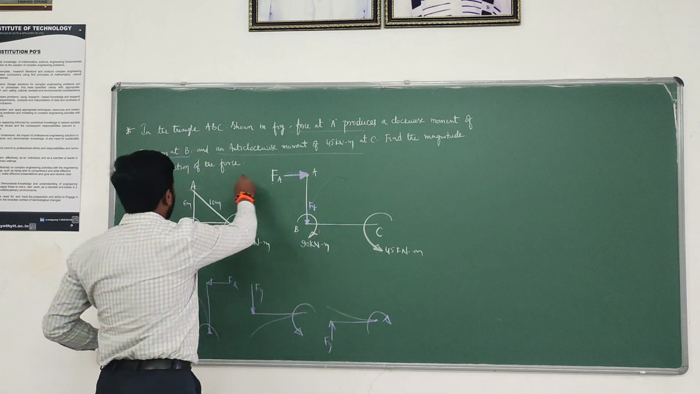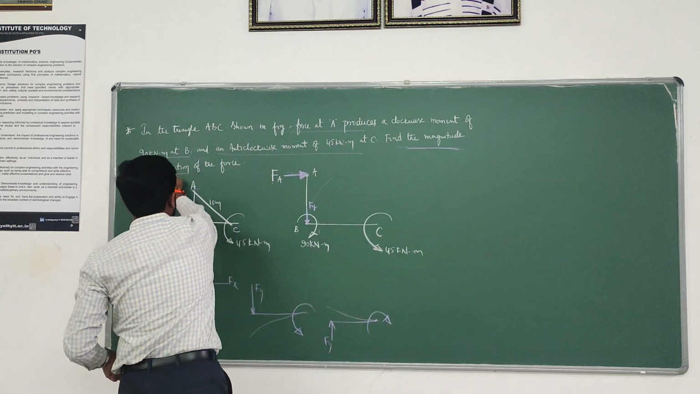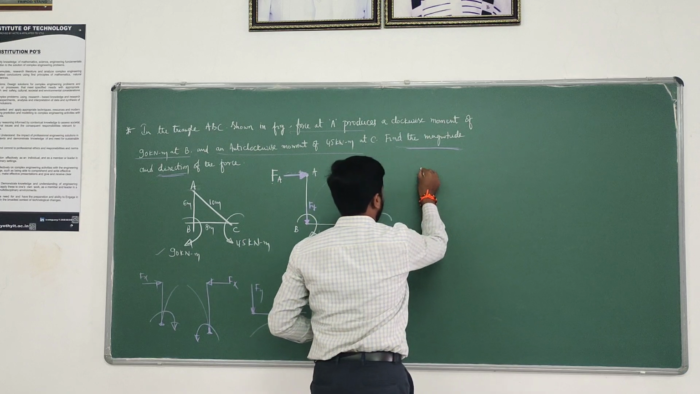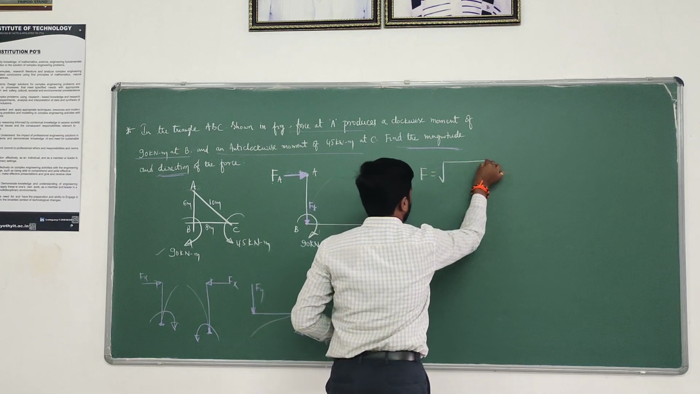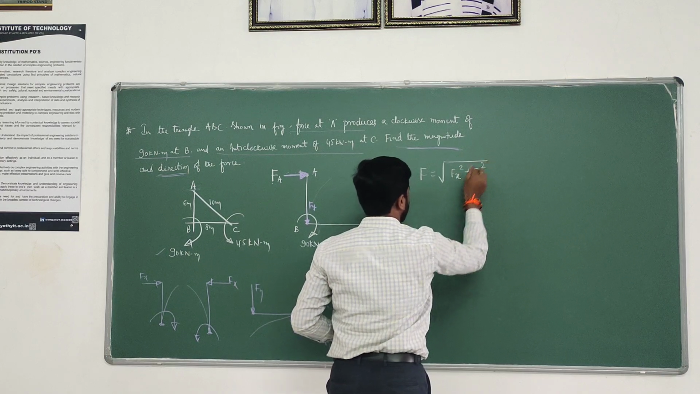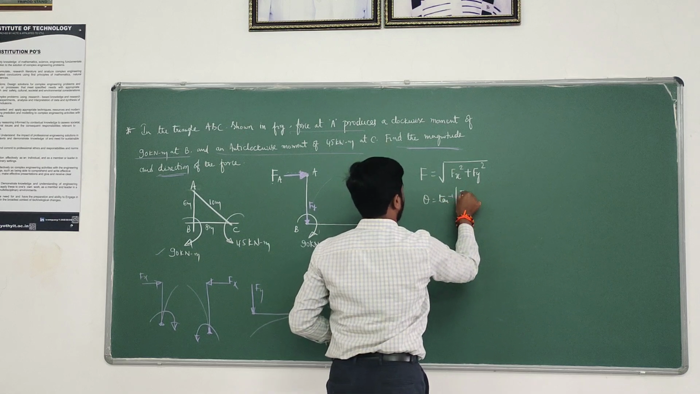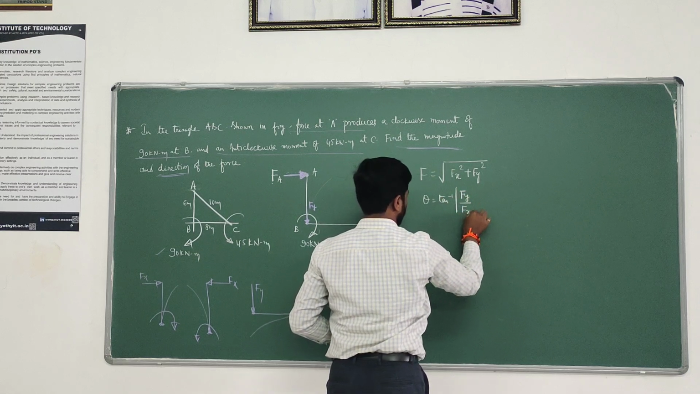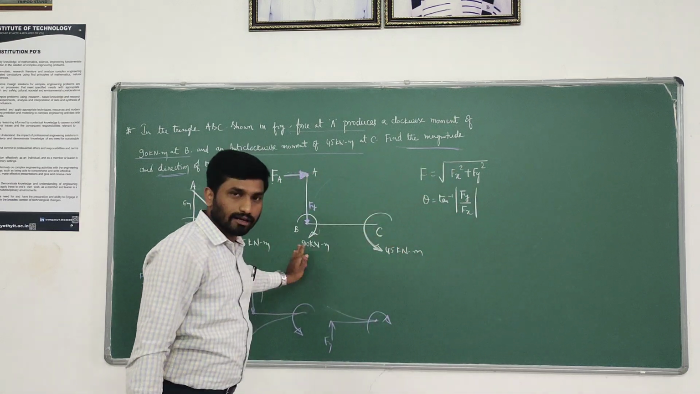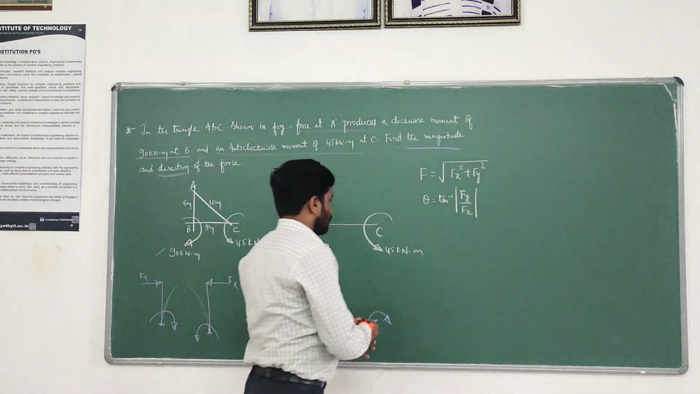The ultimate aim of the problem is to find a single magnitude and the direction of the force. So which means that the ultimate aim of the problem is F equals square root of Fx square plus Fy square, and direction theta equals tan inverse of magnitude of Fy by Fx. So these are the solution we want to compute using this data. Now I am computing Fa.